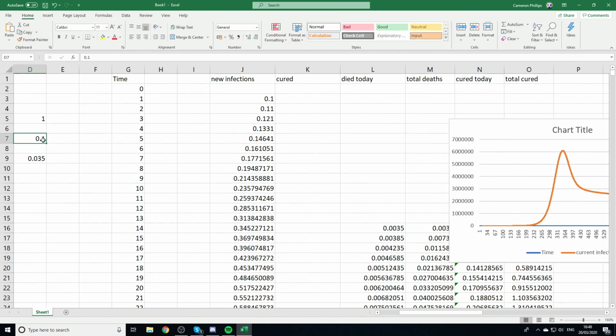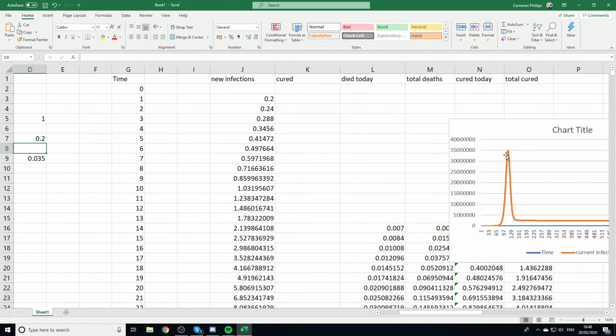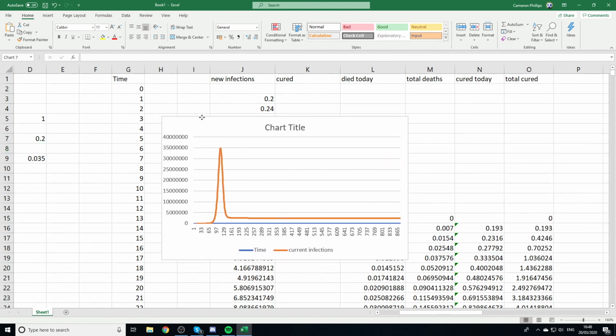Let's put it back up to 0.2. 3.5 million people could all have it at the same time. And you can imagine the strain on the NHS. Let's say 10% of those need hospital treatment. You're talking 350,000 hospital beds.